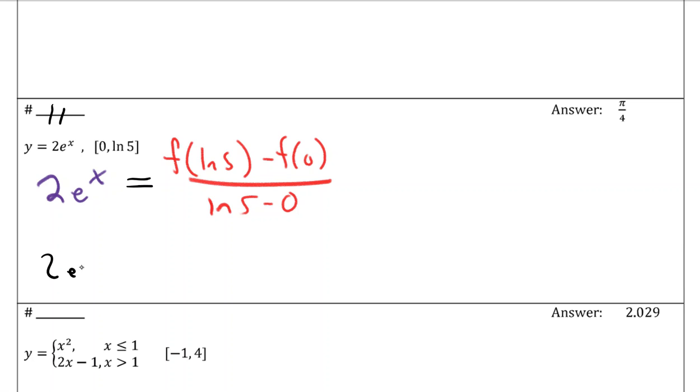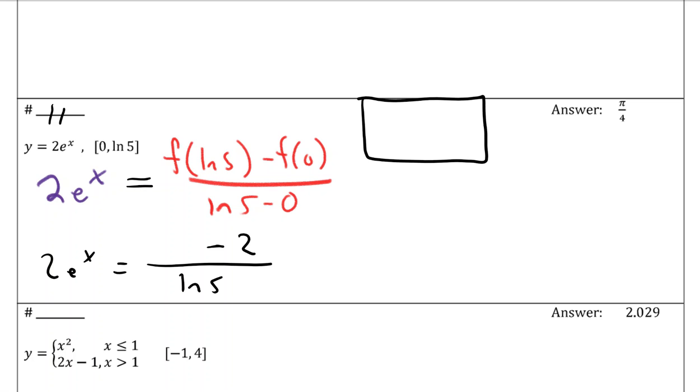So over here we've got 2e to the x. Some of this is a little easier than others, but this is natural log of 5. F of 0, if we plug in 0, what do we get? Because anything to the 0 power is 1. Okay, and then I'm going to box this in. If I plug in natural log of 5, I get 2 times e to the natural log of 5.